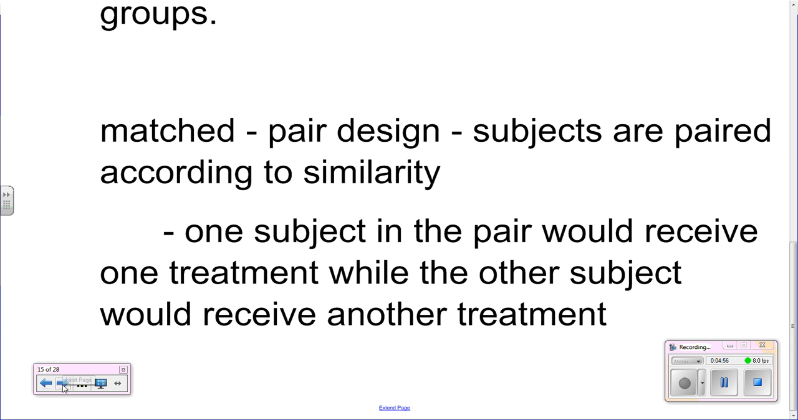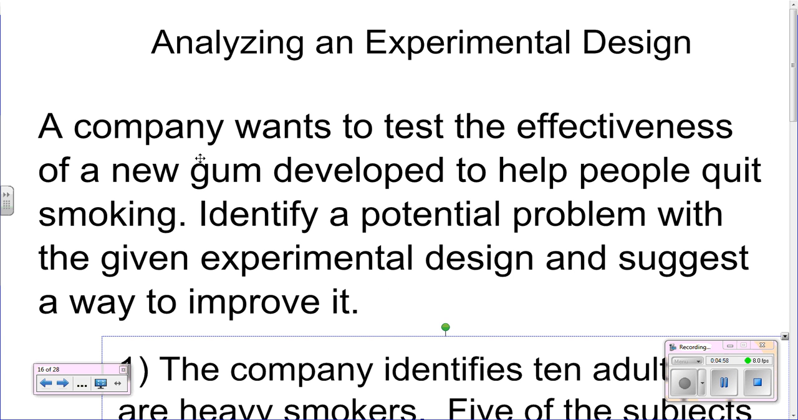Analyzing the experimental design. So here we want to figure out if the design is good or not. A company wants to test the effectiveness of a new gum developed to help people quit smoking. Identify a potential problem with the given experimental design, and suggest a way to improve it.